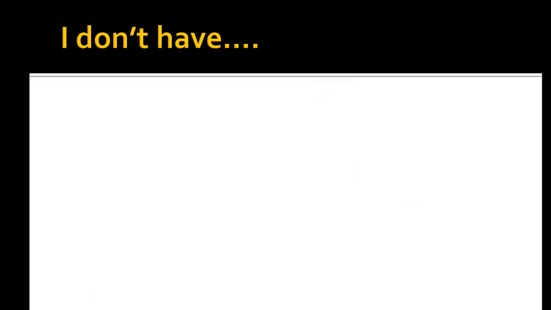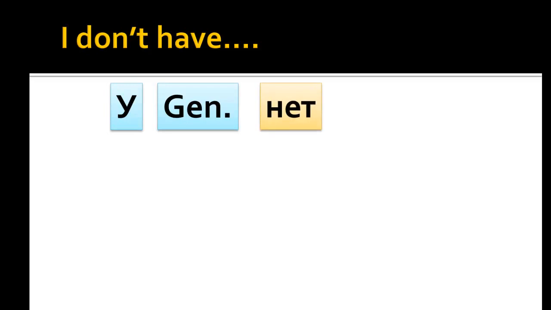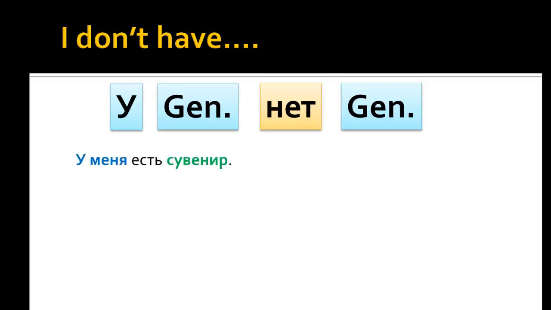You might also remember that to say that somebody does not have something, we again would use the preposition у and the genitive case form for the person who doesn't have something, then the word нет. And then, and that's very important, whatever the person doesn't have will also be in the genitive form. Again, let's take a look at the familiar phrases first, when we do have something. For example, у меня есть сувенир. Now, to say that you do not have a souvenir, you should say у меня нет сувенира.